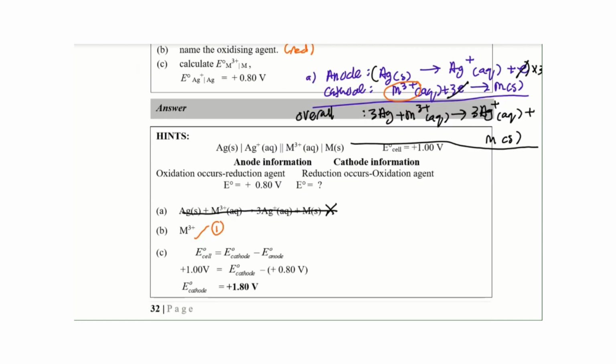Next, calculate E naught for M3+ to M. E naught cell equals E naught cathode minus E naught anode, 1 mark. The E naught cell is given as 1 volt, which equals E naught cathode minus E naught anode. E naught anode is given as 0.8 volts.